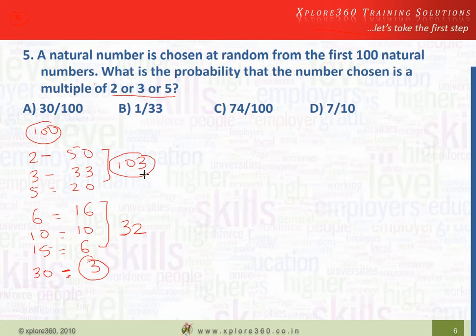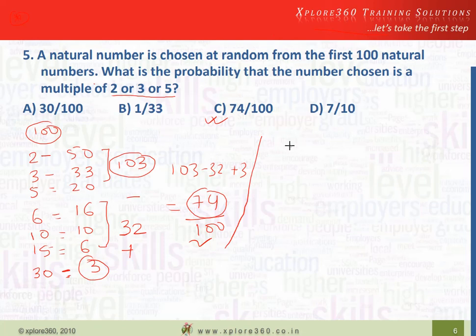So what will be the answer? 103 minus 32 plus 3, that equals 74. So 74 is the total number, divided by the total numbers, 100. So this is the probability. This is the conventional way of approaching this question.